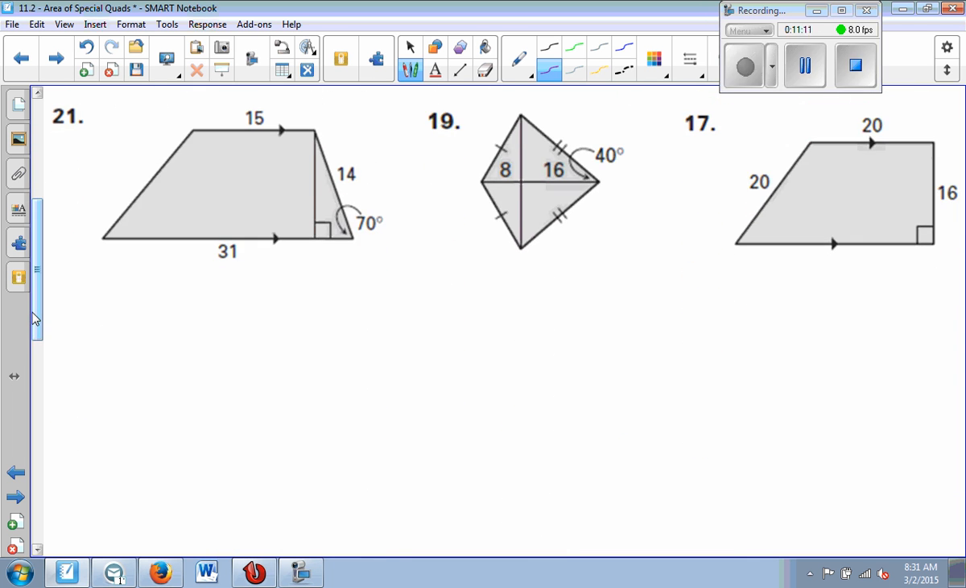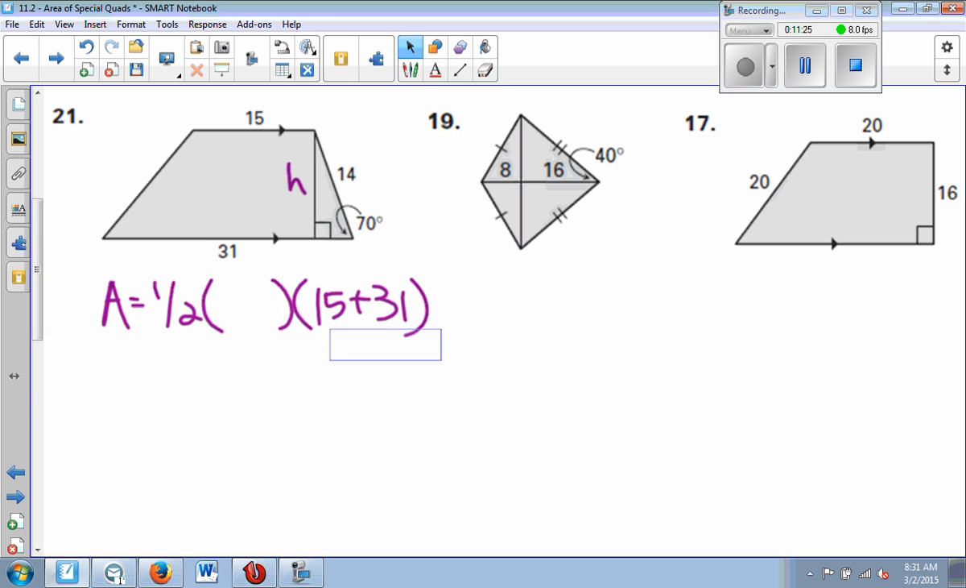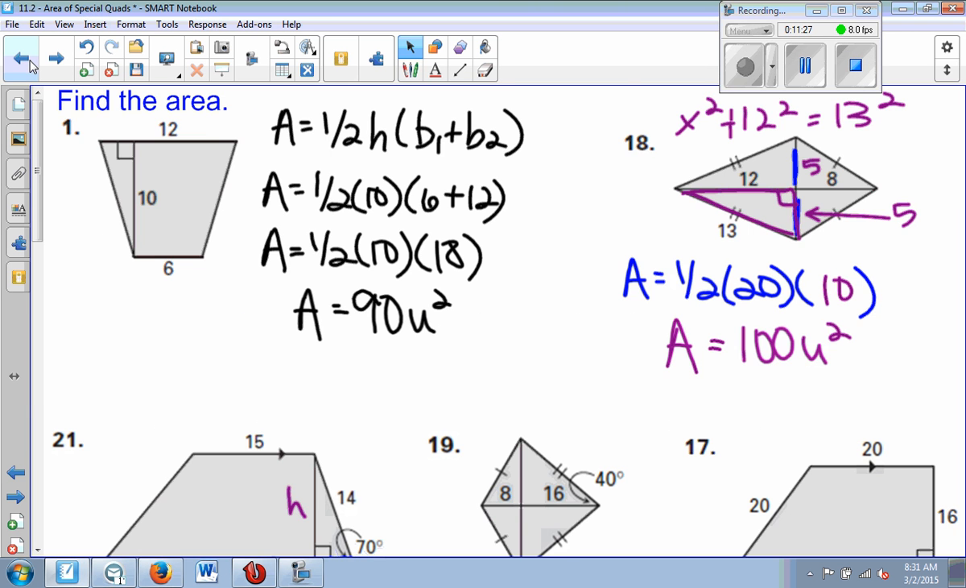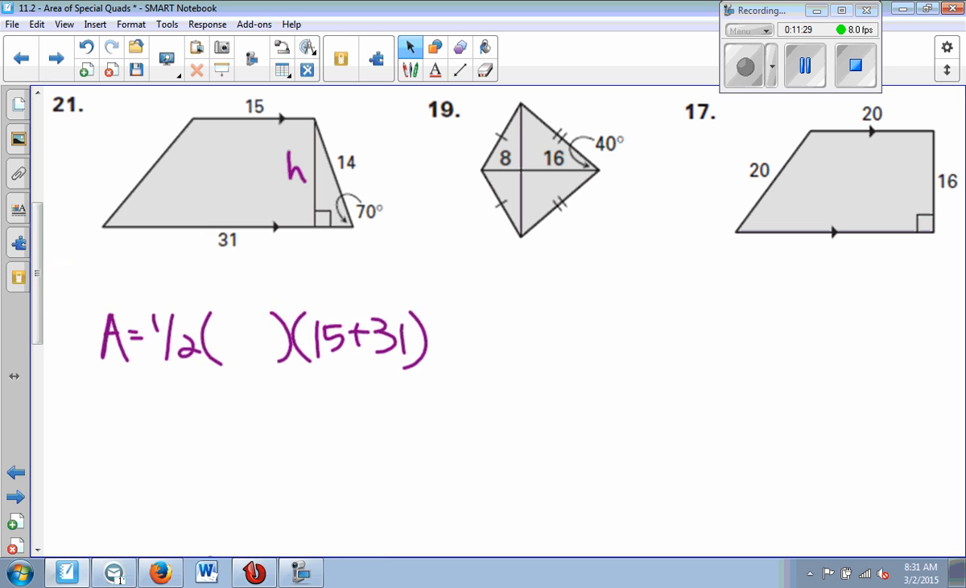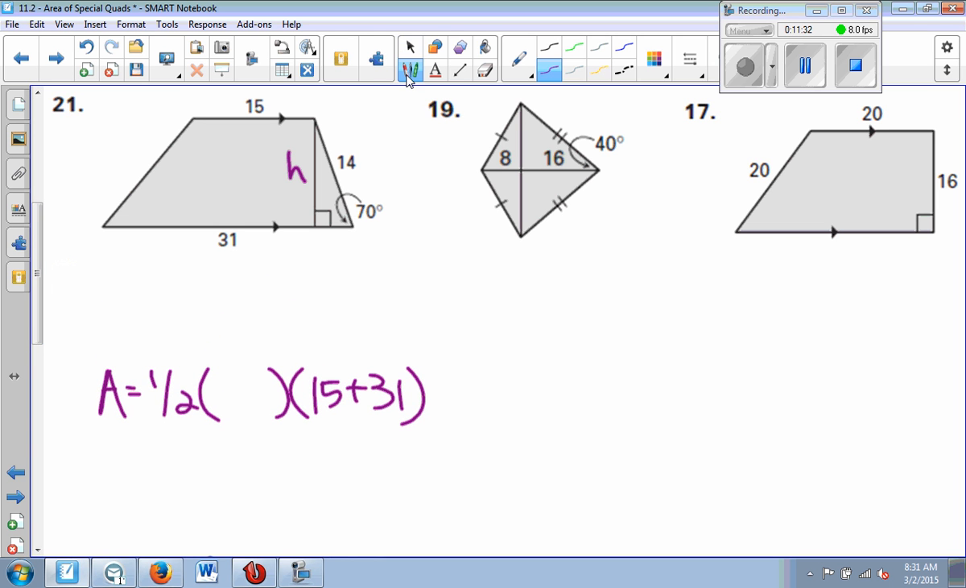Moving down, this trapezoid, we know both bases. We know one base is 15, one base is 31. What's missing is the height right there. So as you can probably guess, we're going to have to use SOHCAHTOA to figure it out. If I use SOHCAHTOA from the 70, that's opposite and hypotenuse. So I'm going to use sine. So sine 70 equals h over 14.